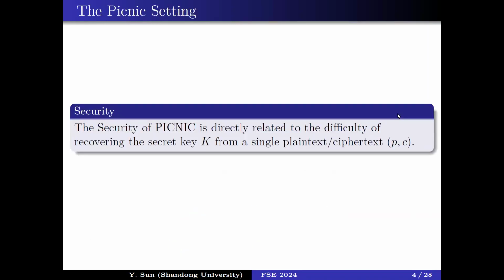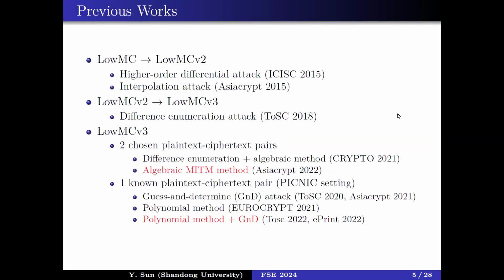So, the security of PICNIC is directly related to the difficulty of recovering the secret key from a single plaintext or ciphertext pair. Because of the importance of LowMC, there have been a lot of attacks against it. We focus on the last two types of work. When there are one or two plaintext or ciphertext pairs, we improve the two works marked in red. Next, we will introduce two methods that we need to use to solve polynomials.